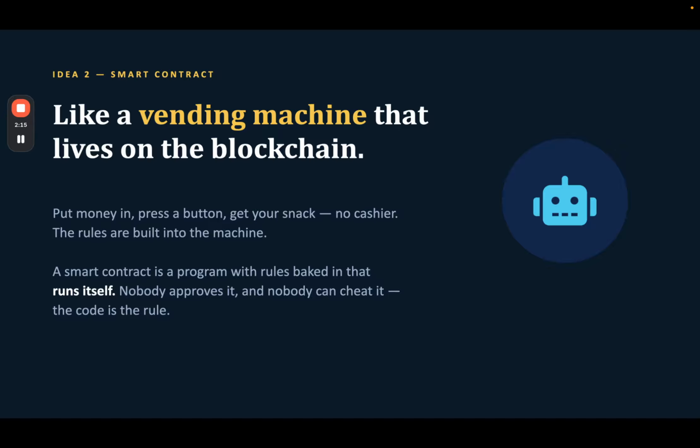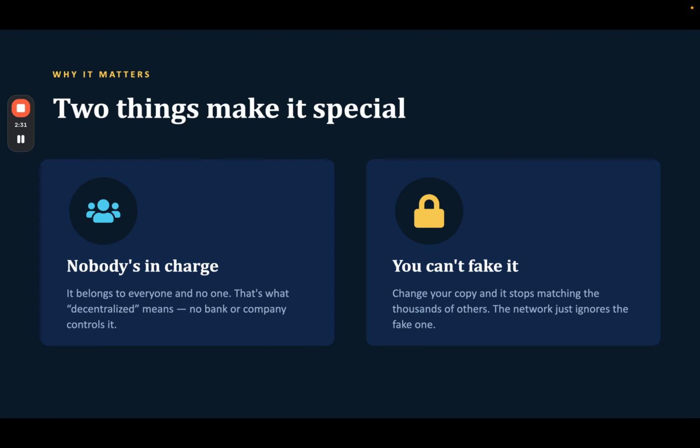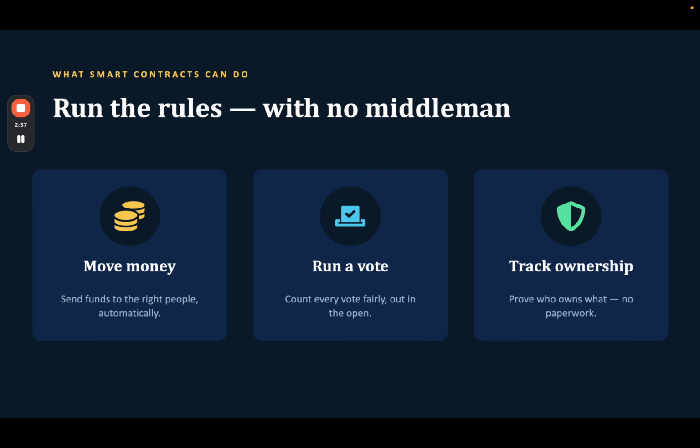In simple words, it's like a vending machine. Once the condition is met, money goes in. It does its job automatically. No lawyer, no bank, no middleman. The code enforces the deal itself. So yeah, that's why it's part of the decentralized system.